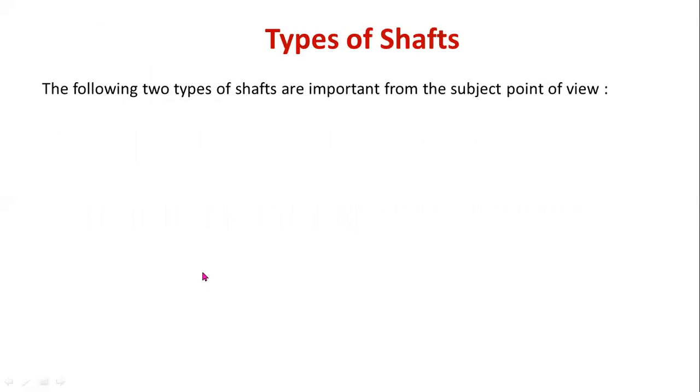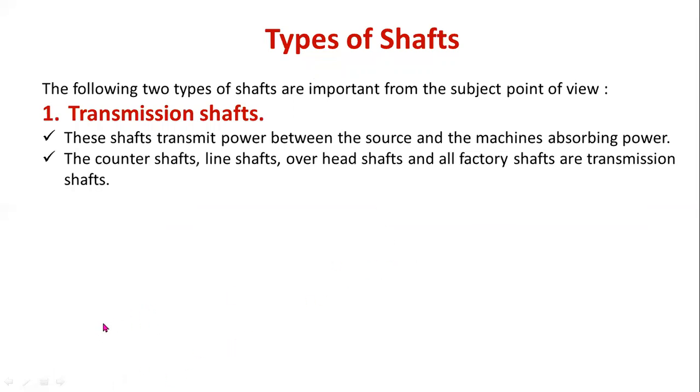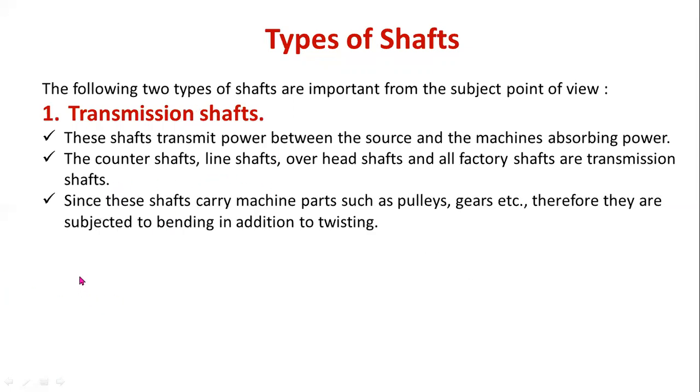Types of shafts. The following two types of shafts are important from the subject point of view. Transmission shafts transmit the power between the source and the machines absorbing power. The counter shafts, line shafts, overhead shafts, and all factory shafts are transmission shafts. Since these shafts carry machine parts such as pulleys, gears, hubs, they are subjected to bending in addition to twisting.